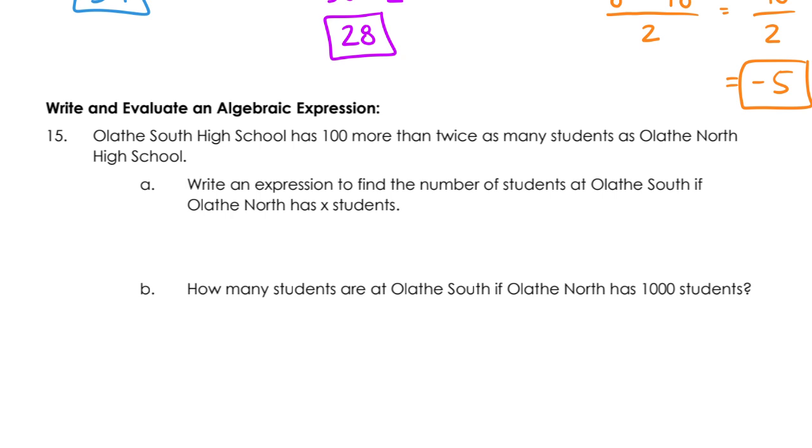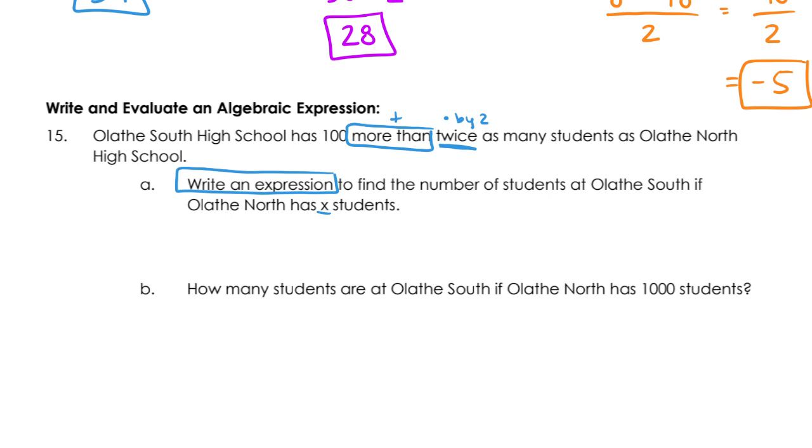Olathe South High School has 100 more than twice as many students as Olathe North High School. Part A says write an expression to find the number of students at Olathe South if Olathe North has X students. So, starting with Olathe South, they have 100 more than. We need to think about what more than means. More than means plus. Twice as many means multiply by 2.